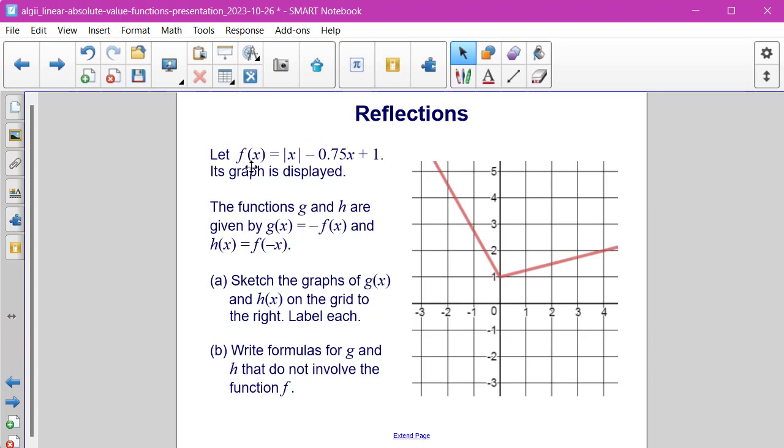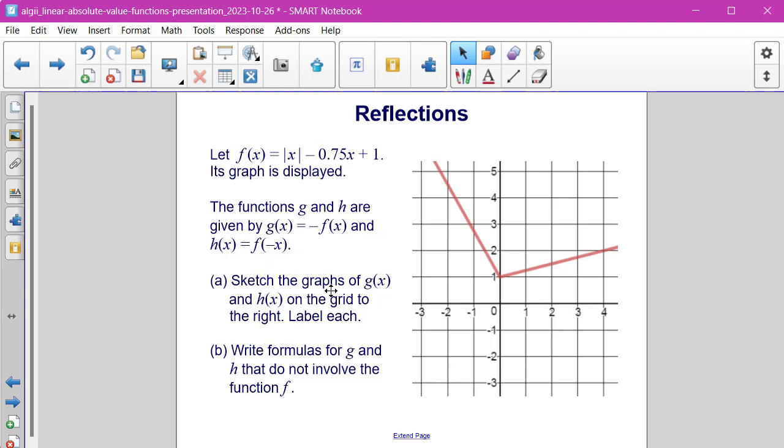Here's another example. Let f of x be equal to the absolute value of x minus 3/4 times x. Notice 3/4 is written as a decimal, which is 75/100, plus 1. Its graph is displayed. The functions g and h are given by g of x is equal to negative f of x, and h of x is equal to f of negative x.